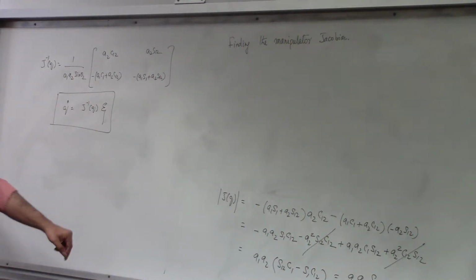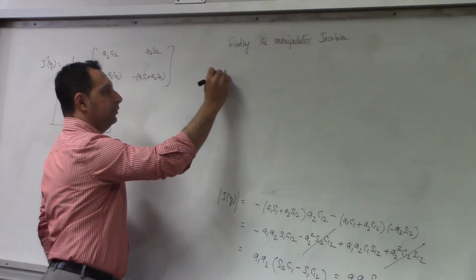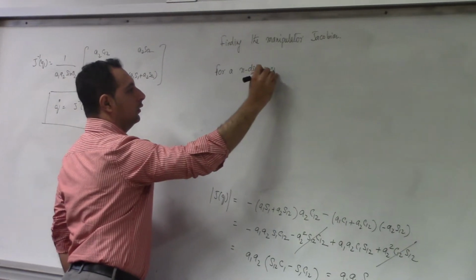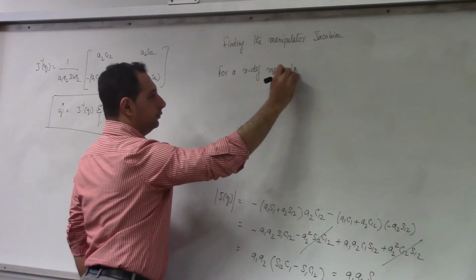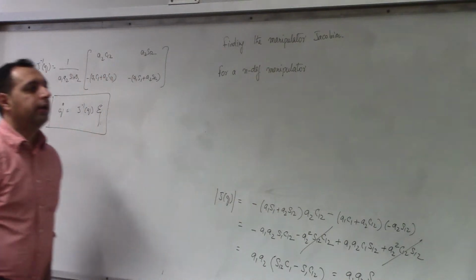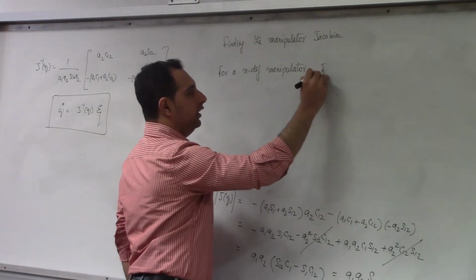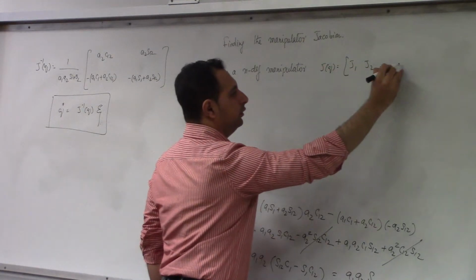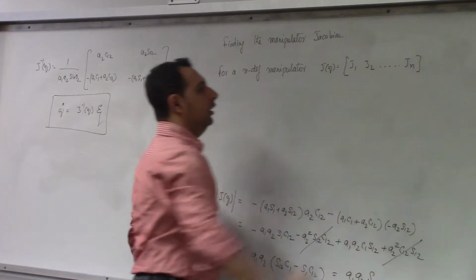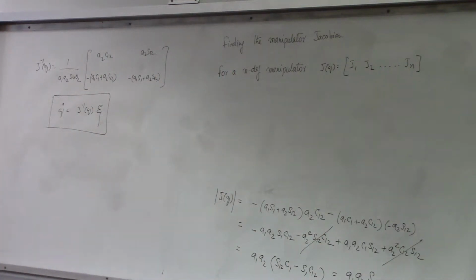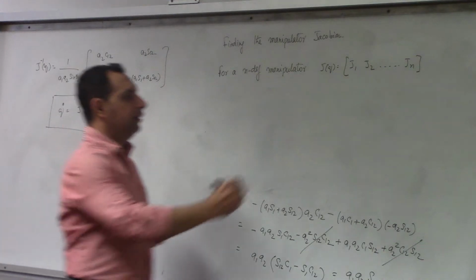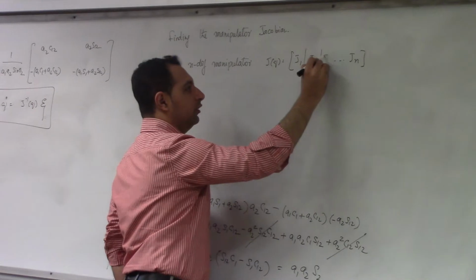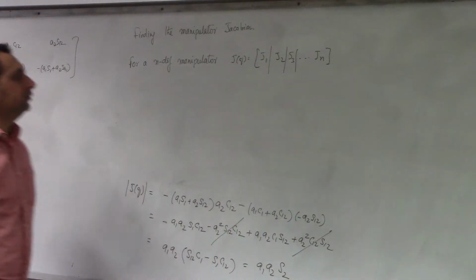Alright, so if you look at a Jacobian for an n degree of freedom manipulator, the Jacobian will have n columns. J of Q will be like this: J1, J2, up till Jn. Every column will be like this, one column for each joint of the manipulator: J1, J2, J3, J4, and so on up to Jn.